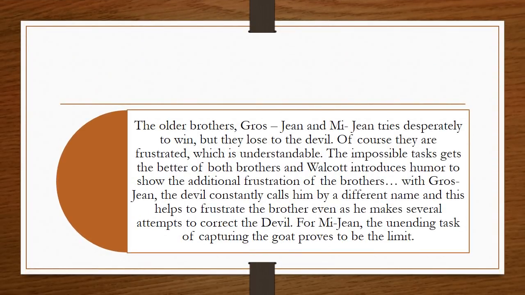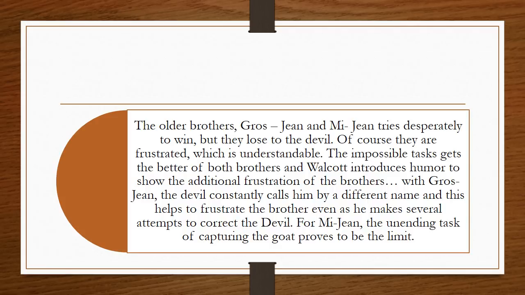The older brothers, Gros-Jean and Mi-Jean, try desperately to win, but they lose to the devil. Of course, they become frustrated, which is understandable. The impossible task gets the better of both brothers, and Walcott introduces humor to show the additional frustration of the boys. With Gros-Jean, the devil constantly calls him by a different name and asks him also to count the leaves of the canes in the field.